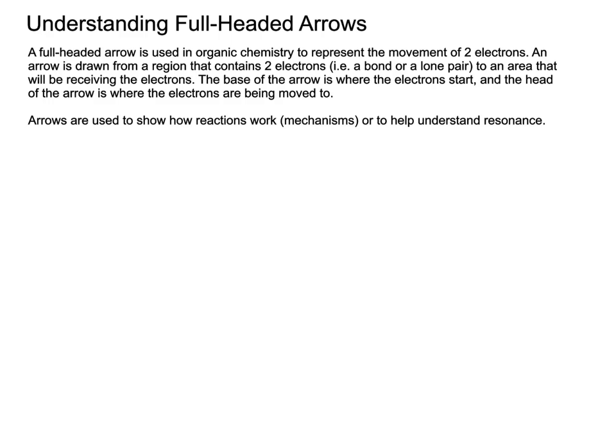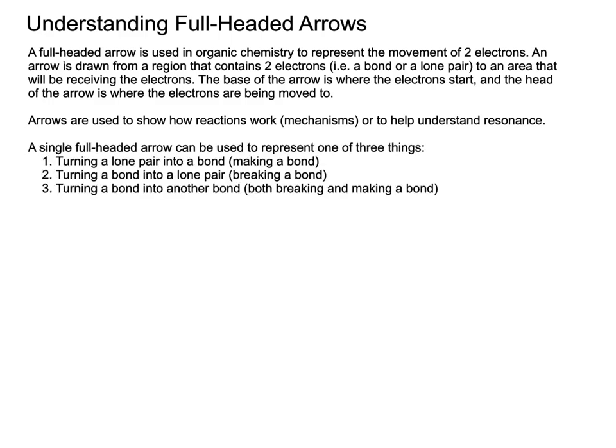A full-headed arrow is used in organic chemistry to represent the movement of two electrons. An arrow is drawn from a region that contains two electrons, that is, a bond or a lone pair, to an area that will be receiving the electrons. The base of the arrow is where the electrons start, and the head of the arrow is where the electrons are being moved to. Arrows are used to show how reactions work, in other words, reaction mechanisms, or to help understand resonance. A single full-headed arrow can be used to represent one of three things.